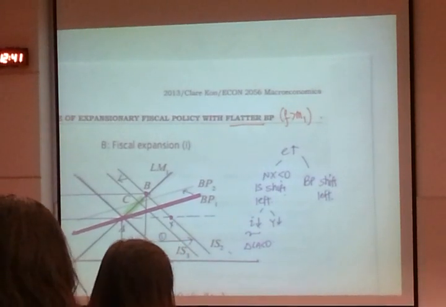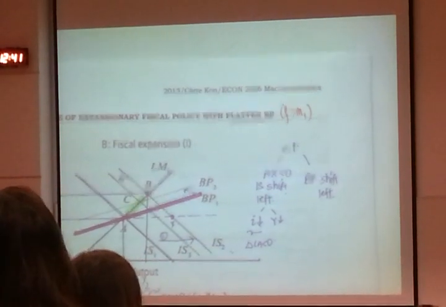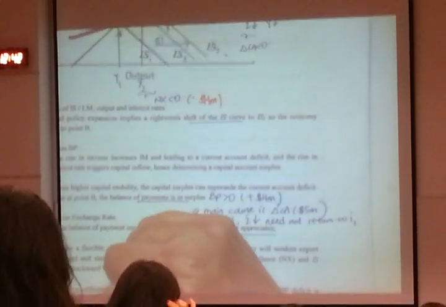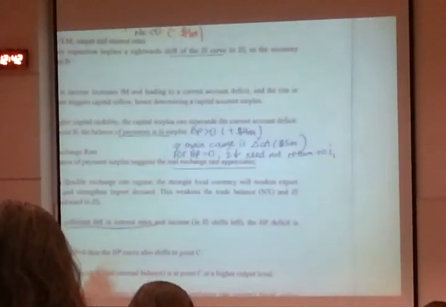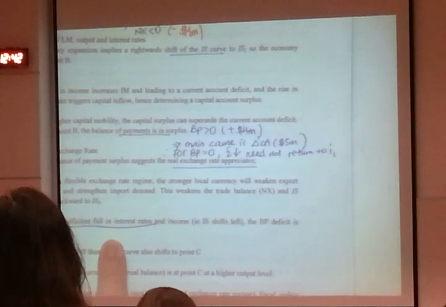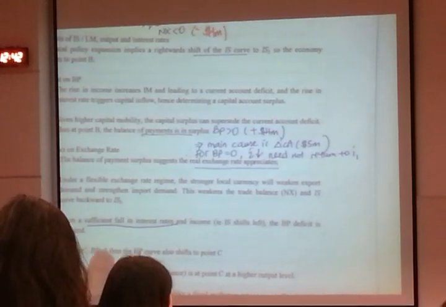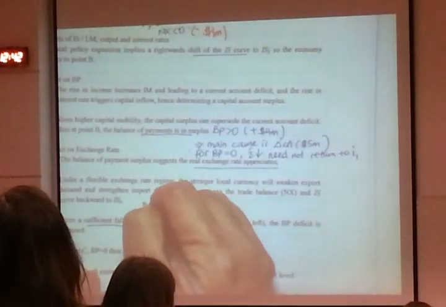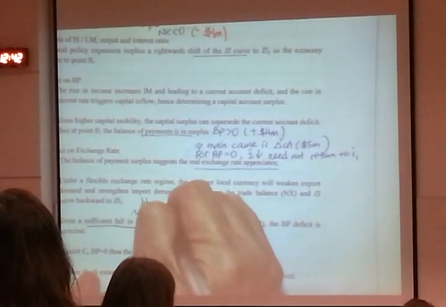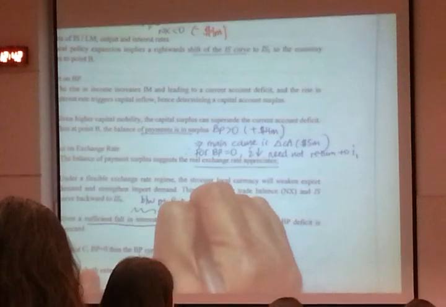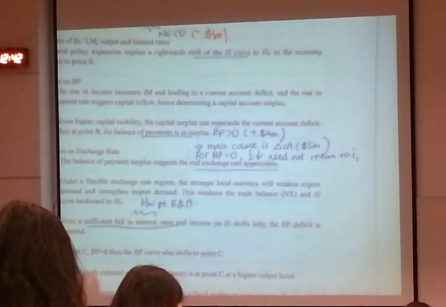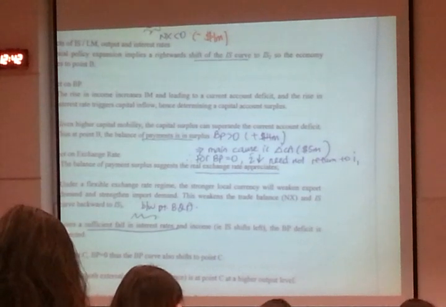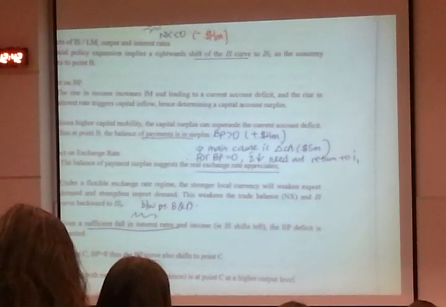So what is the answer? The answer is, go all the way to the bottom, sufficient fall in interest rates. The meaning of sufficient fall in interest rate tells you as long as it's between points B and C, B and A, the range that I mark, anywhere between them, the interest rate definitely drops.